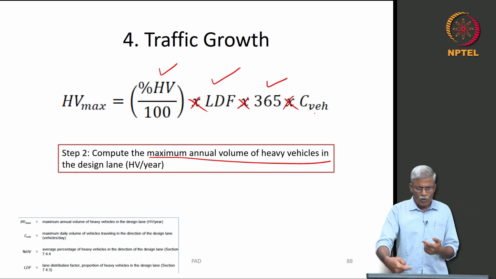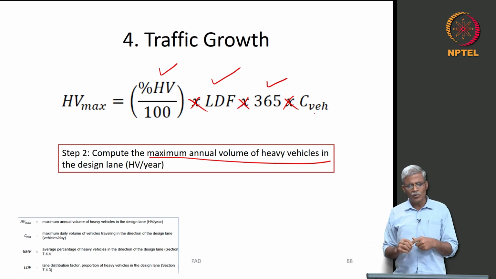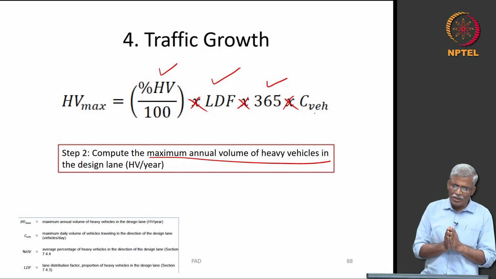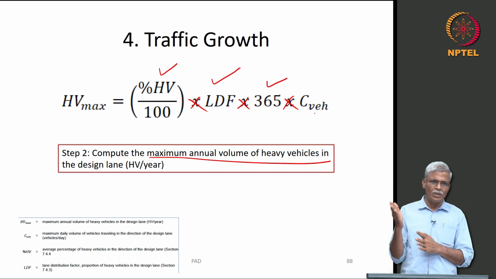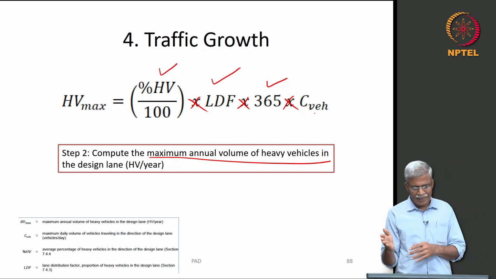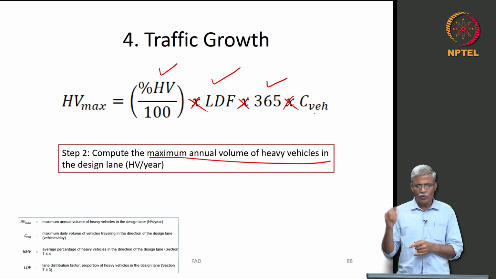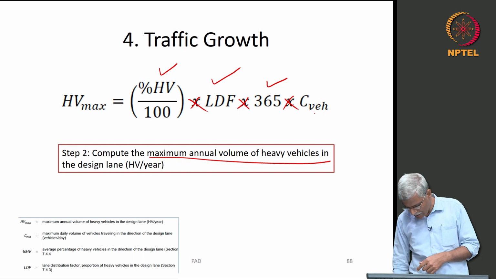Let us now go back to this step. What is it that you really want? You want the maximum annual volume of heavy vehicles in the design lane. That means it is the percentage of the heavy vehicles in the design lane, and then you multiply it with the maximum daily volume of the vehicles traveling in the direction of the design lane.